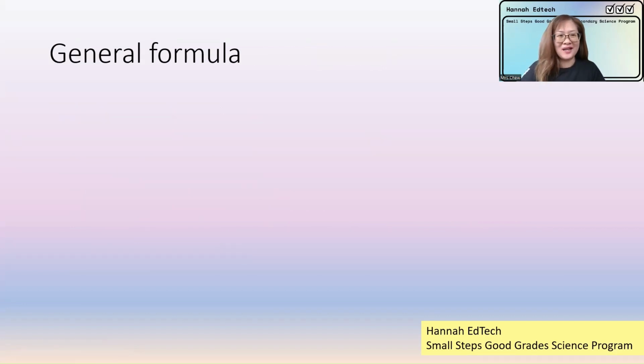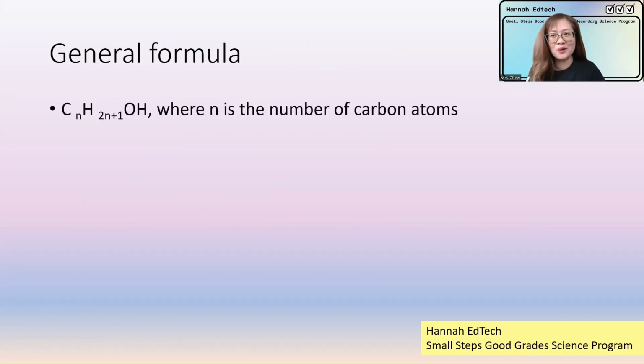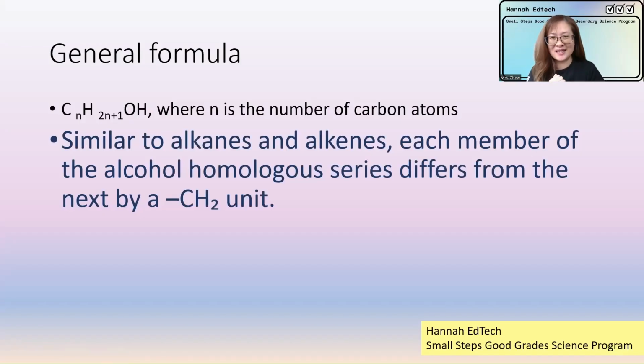The general formula is CnH2n+1OH, where n is the number of carbon atoms. So for instance, you will have C2H5OH. Please note that there are two H here, and when you see a total number of 6 hydrogen, you should write C2H5OH. Similar to the alkanes and alkenes, each member of the alcohol homologous series differs from the next by a CH2 unit.